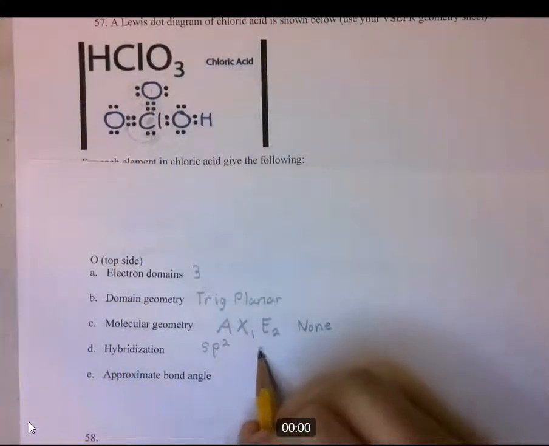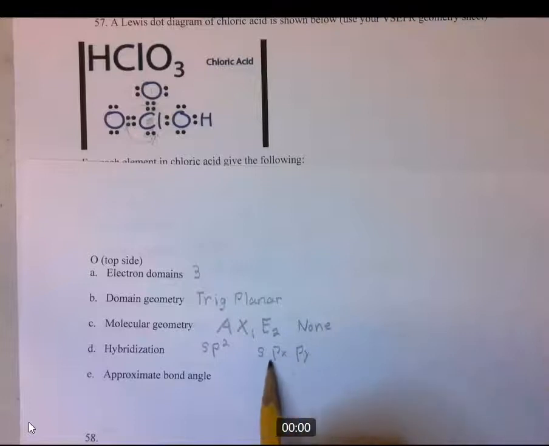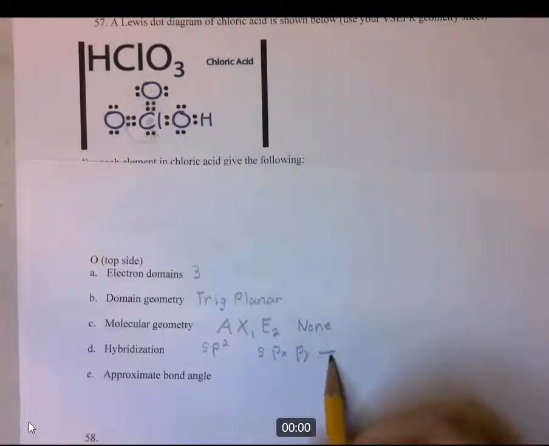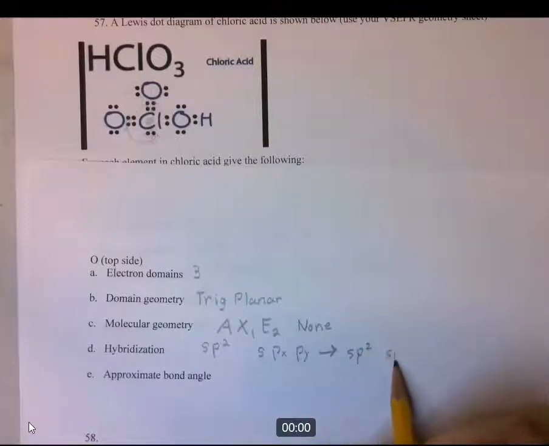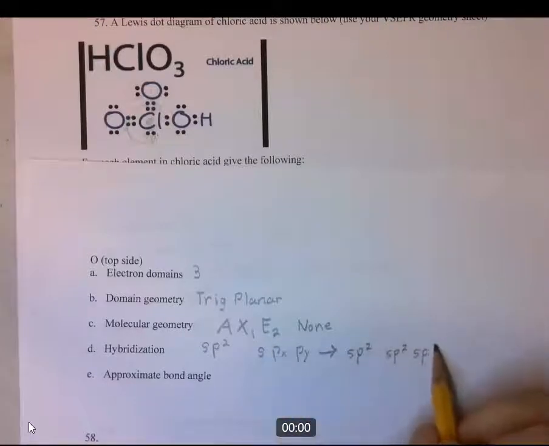So remember what that means. s, px, py. So that's sp2. You start with 3 orbitals, you end up with 3 orbitals. You end up with sp2, sp2, sp2. Those are all blended together. These 3 blended together, and they come out with 3 identical orbitals.